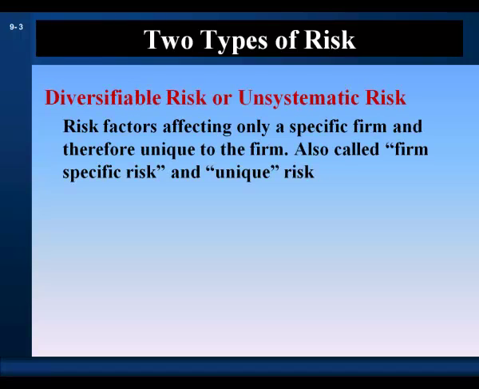The first type of risk is diversifiable risk, also called unsystematic risk. This risk is from risk factors affecting only a specific firm, and therefore is unique to the firm. This is also called firm-specific risk and unique risk. So unsystematic risk stems from events whose impact is limited to a firm or to a small group of firms, say within an industry. These include such things as lawsuits, strikes, winning and losing major contracts. Since the events are essentially random, their impact on a portfolio can be eliminated through diversification. Bad news in one firm can be offset by good news in another.